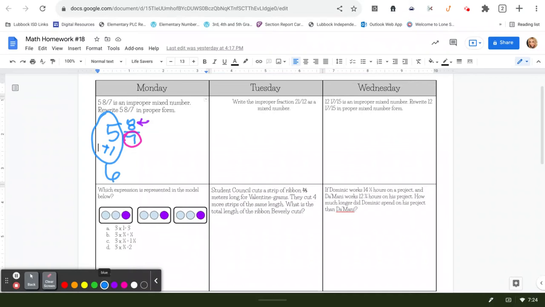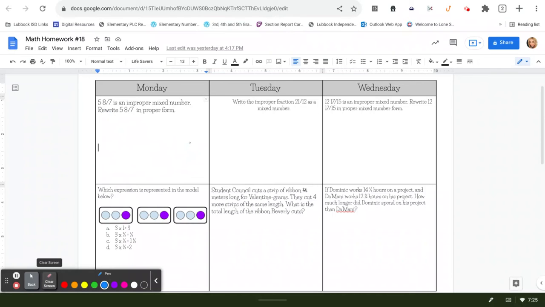Okay, so then we took our $7 from the bank. If we took our $7 from the bank, that leaves $1 in the bank and we got our $7. So 6 and 1/7 would be the proper form of 5 and 8/7.